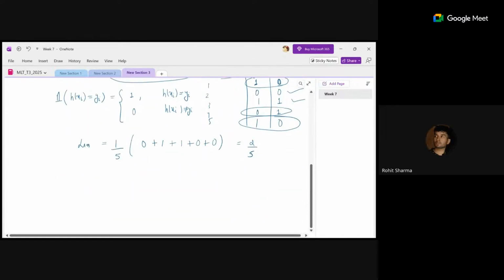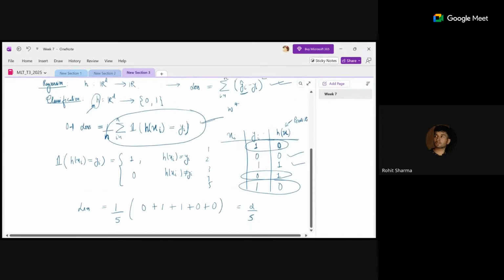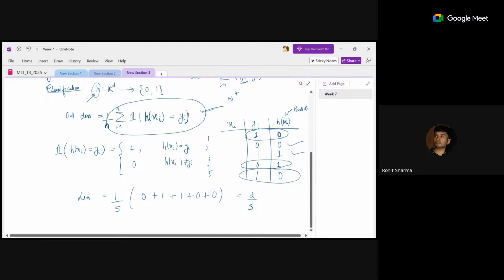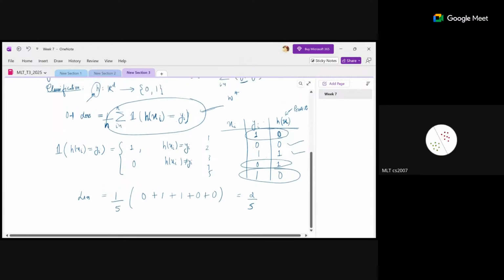Ma'am, can I ask something? Yes, tell me. Ma'am, you said that this summation quantity is loss. What if all the values got matched, meaning h of x equals y of i, all values are true? Then we will get 5. Okay, sorry. Actually, misclassified. Yeah, this is actually not equal to. Sorry, I messed this up, it is not equal to.